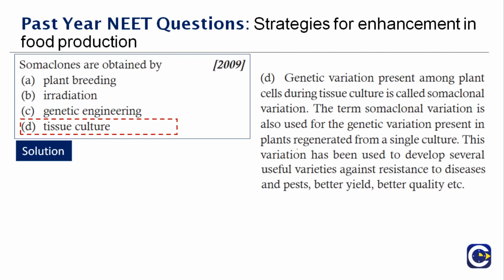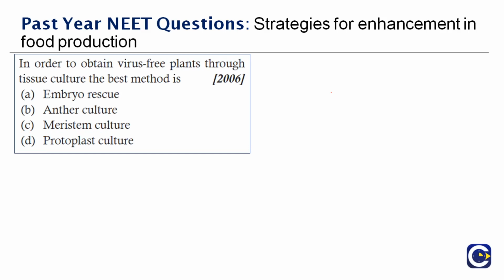Genetic variation present among plant cells during tissue culture is called somoclonal variation. Maybe this part you need to remember. Somoclonal variation, that you have to remember. Okay, next question here. In order to obtain virus-free plants through tissue culture method, the best method is... Yeah, this is a repeated question.